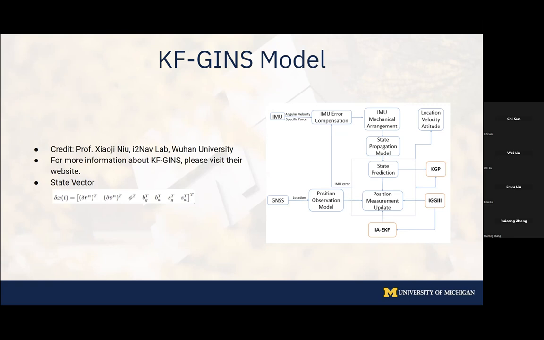We ported the code from C++ to Python for further development of machine learning algorithms like KGP. KF-GINS uses geodesy knowledge when changing the coordinate system, and this package can also be found on GitHub. For more information about KF-GINS, please visit their website. The state vector is defined as IMU position and velocity, attitude, gyroscope and accelerometer biases, and scaling factors of gyroscope and accelerometer. The picture on the right side indicates how our three functions are implemented based on KF-GINS.